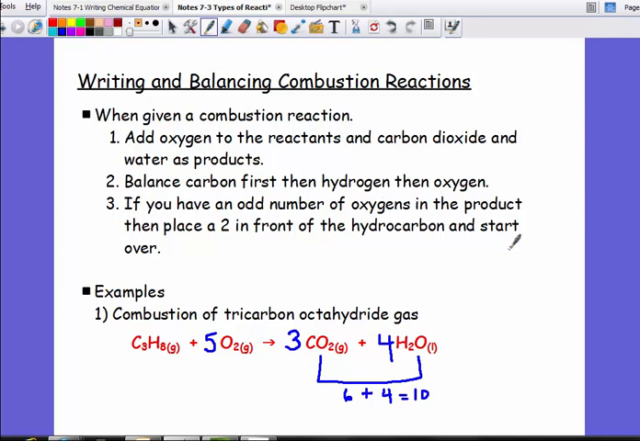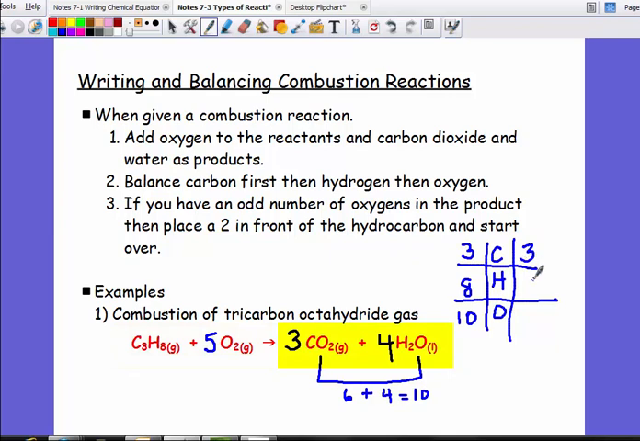Last thing I'm going to do here is just double check myself, make sure I didn't make any mistakes. On the reactant side, I have 3 carbons, 8 hydrogens, and 5 times 2 is 10 oxygens. On the product side, I have 3 carbons, 4 times 2 is 8 hydrogens, and again, I'm just going to double check my math. 3 times 2 is 6, 4 times 1 is 4, for a total of 10 oxygens. It all looks good and balanced.